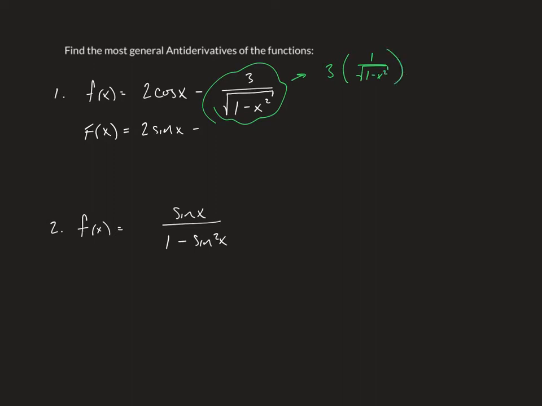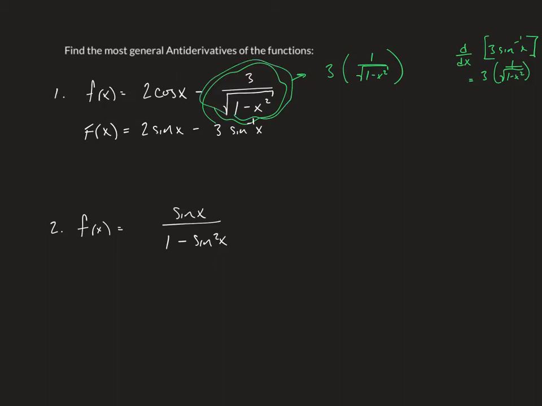So 1 over the square root of 1 minus x squared is the derivative of a function that we're aware of. And we know this just from memorizing some of these general derivatives earlier on in the year. The derivative of inverse sine is that expression. So the antiderivative of 3 over the square root of 1 minus x squared is going to be 3 inverse sine of x. And again, that's because the derivative of 3 inverse sine of x would be 3 times 1 over the square root of 1 minus x squared, which would be this.